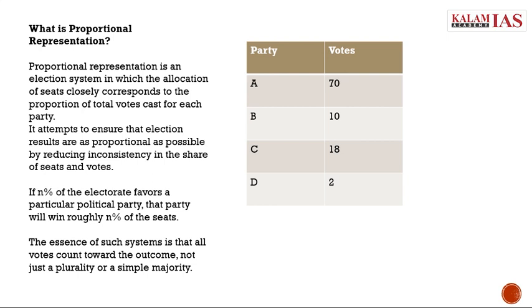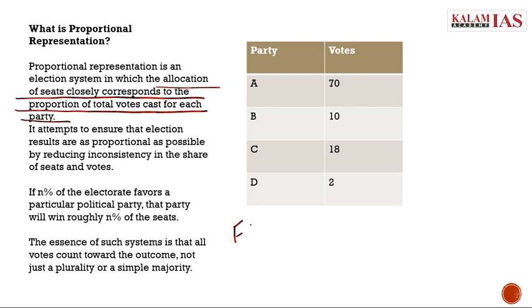Proportional representation, as the name suggests, is representing proportionally. It is a method of election in which the allocation of seats closely corresponds to the proportion of the total votes cast for the party.